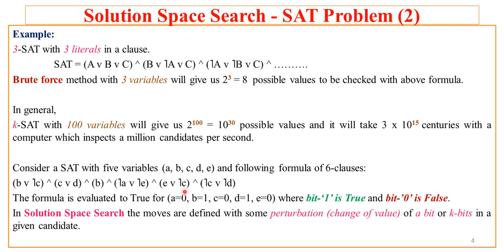Now with this SAT, we need to perform some trials. For example, if I try with the values like A is 0, B is 0, C is 0, D is 0 and E is 0.